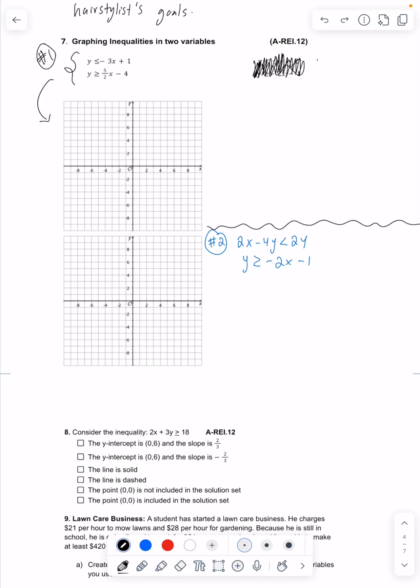Both of these inequalities are in y equals mx plus b, or slope-intercept form. So in this case, we're able to identify the slope, which is -3/1, and then the y-intercept, which is +1. So for the first one, I want to first plot the y-intercept at 1, right? So here we will start at +1, and then we have a slope of negative.